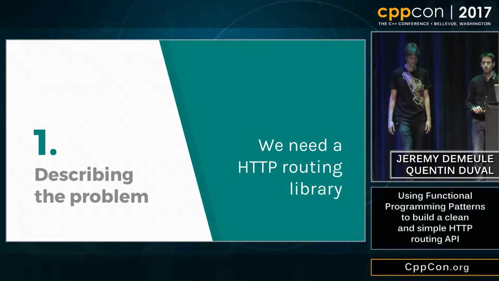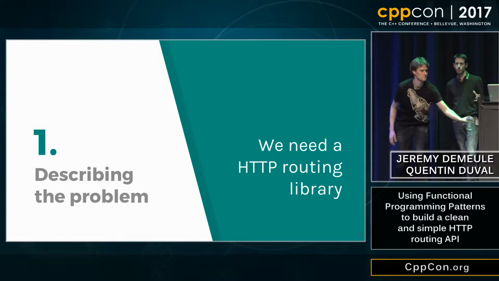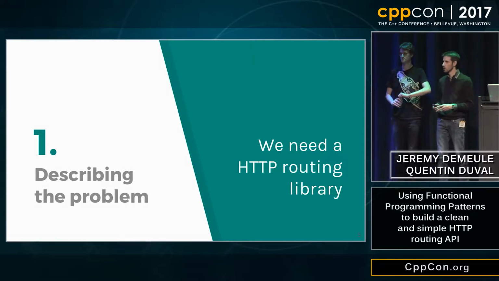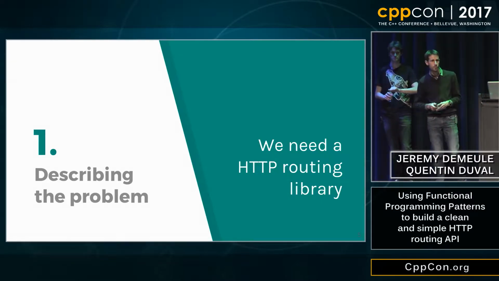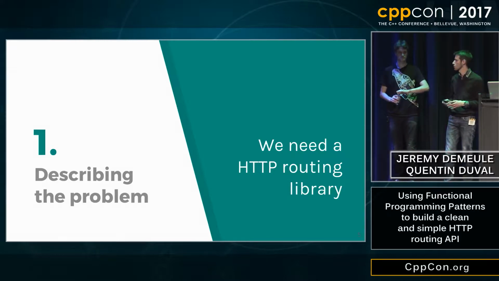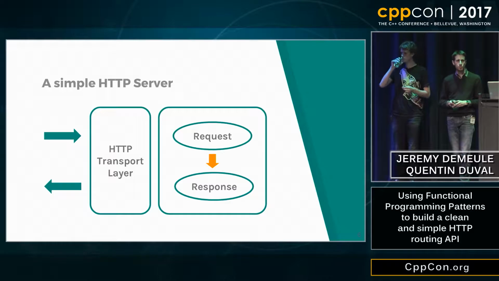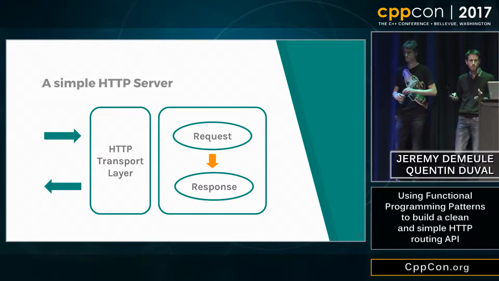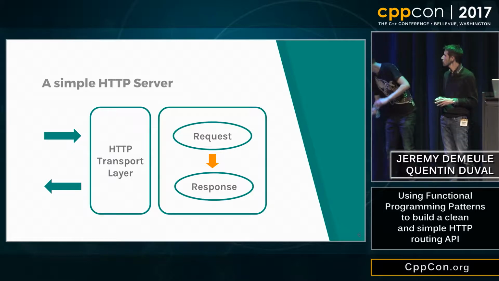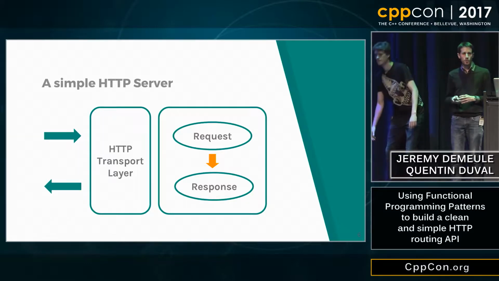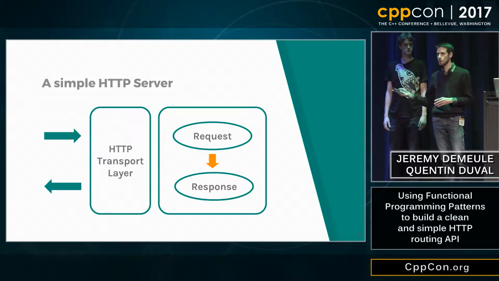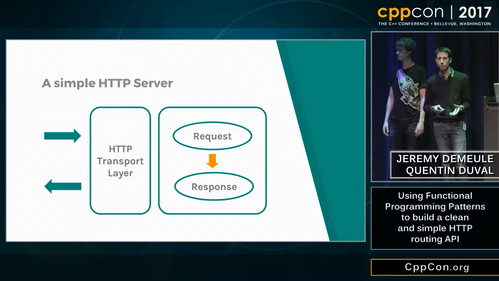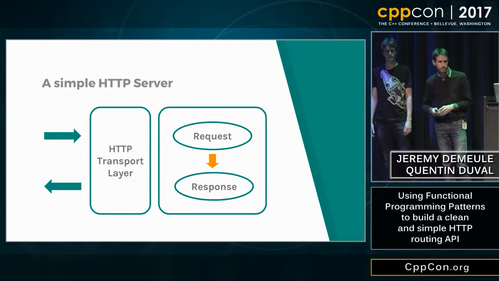So, what is the context? At Murex, we have some C++ code base, and we have to expose some part of the code over an HTTP API. So, the purpose of today is to build, over an HTTP transport, a layer of code which transforms HTTP requests to responses by calling the right code.